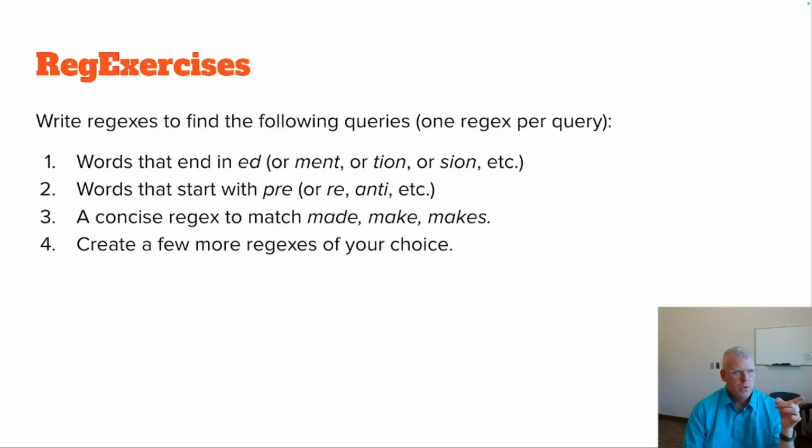Okay, and then 2, words that begin or start with pre, or re, or anti, whatever. Okay, words that start with a certain sequence of characters. Number 3 here is a more concise regex to match make, made, make, and makes. And then maybe try a few on your own for number 4. But seriously, go ahead and stop the video and try to do those first 3 exercises on your own. Okay? Ready, set, pause the video.